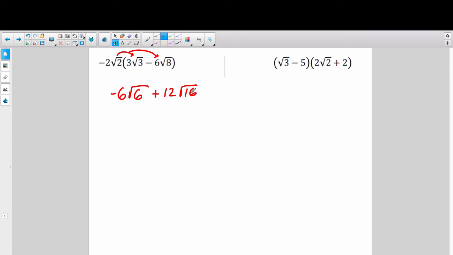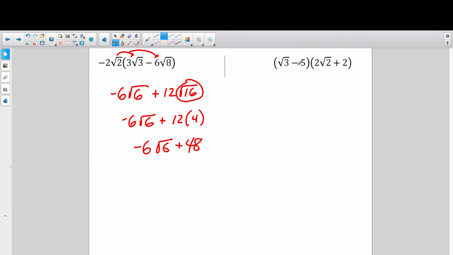So now we simplify radicals and we combine like terms if possible. There's nothing to simplify here. It is what it is. However, this guy, when you simplify radical 16, is 4. So what's my final answer? Negative 6 radical 6 plus 48.